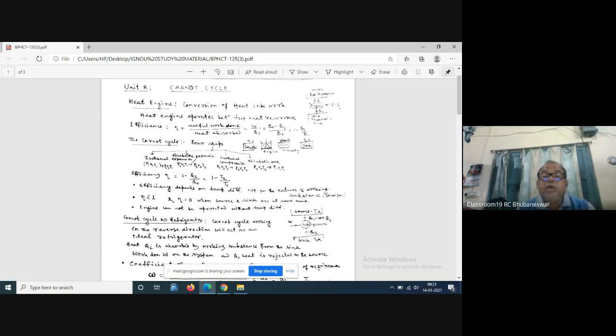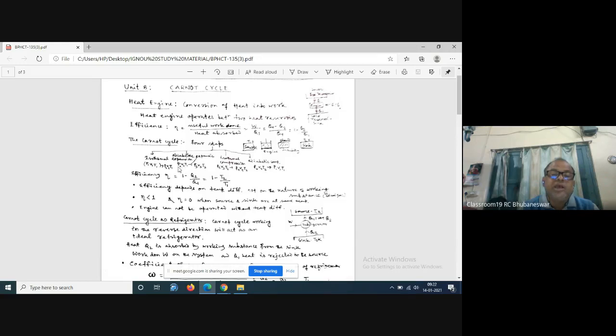When expansion takes place, volume increases, pressure decreases, but the temperature does not remain constant, as the gas cannot draw heat from the outside. So this is an adiabatic expansion. Now see, this is the second stage.